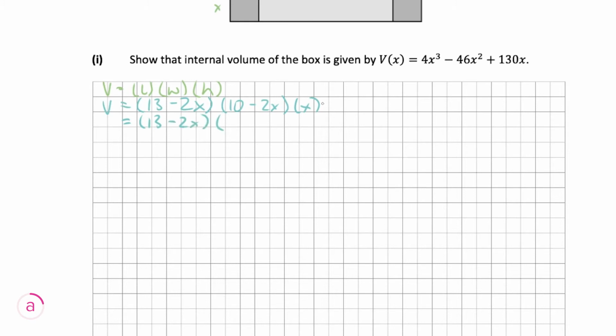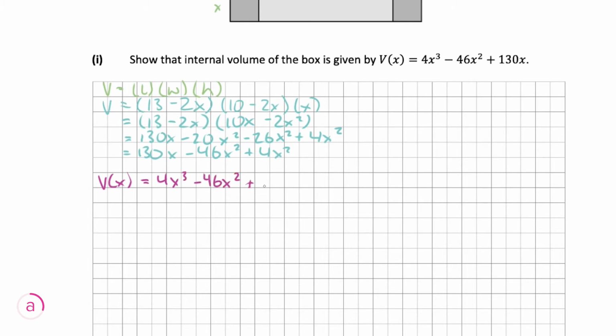Okay, now all we have to do is expand this out. So I'm going to multiply x into this bracket here. So it's 10x minus 2x squared. And now multiplying out this bracket and then bringing like terms together. Then all we have to do is rearrange it. So we get V(x) = 4x³ − 46x² + 130x.